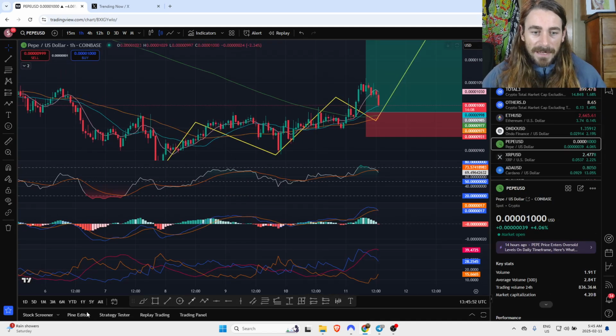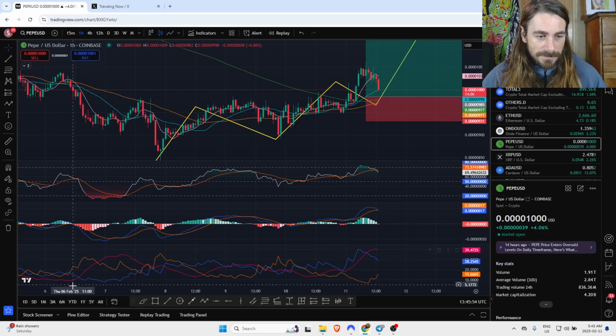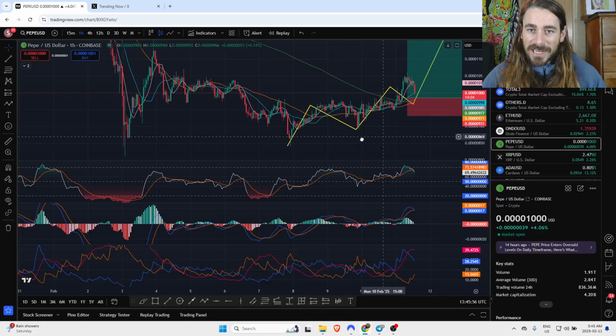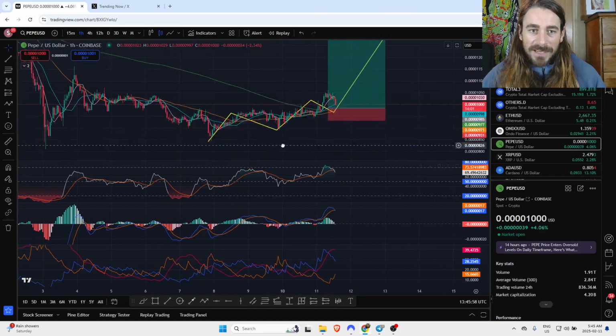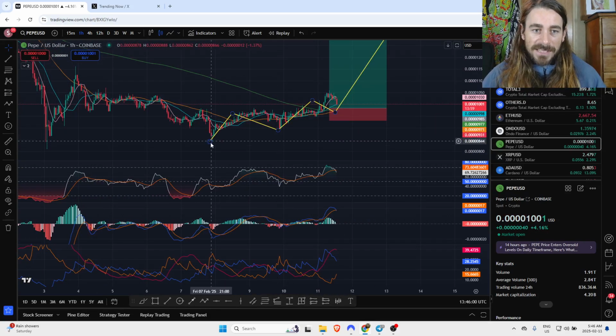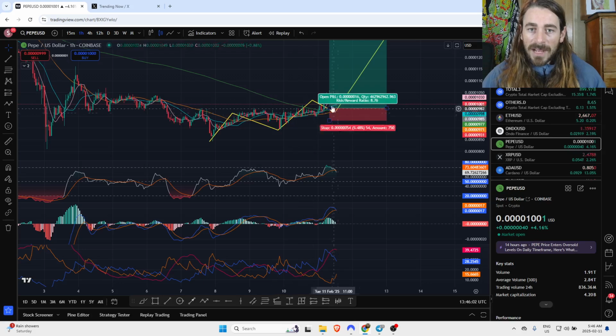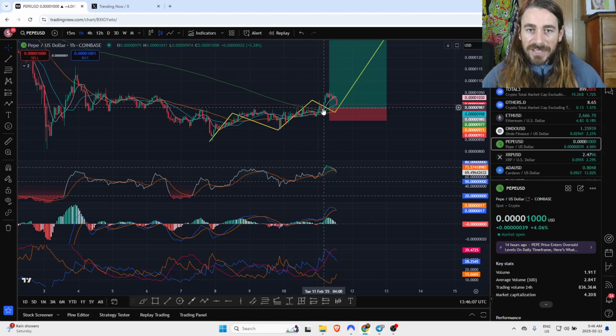Flipping over to Pepe, another one I shared with my Telegram group as well. Another trade that's kind of worked out. So again, we started tracking it back here, and that's what I said: wait for that higher low, higher high structure. We came back, we back tested it, got our little entry here, pumped up again. We're back testing it again.